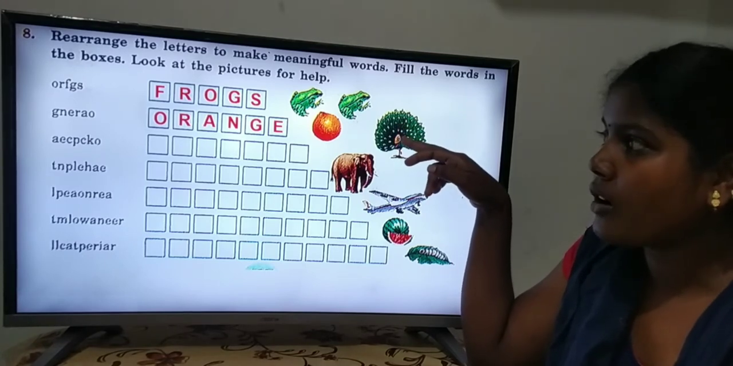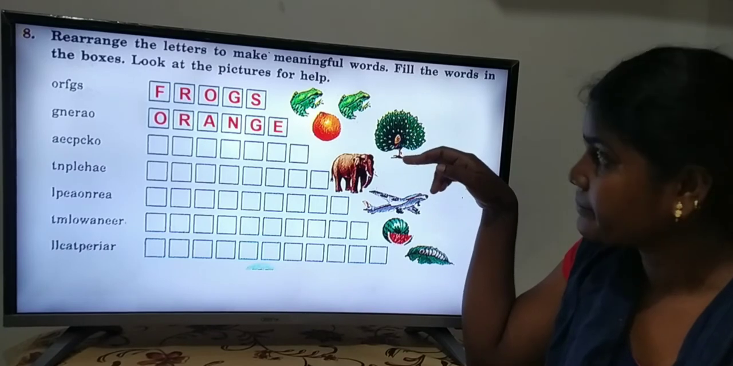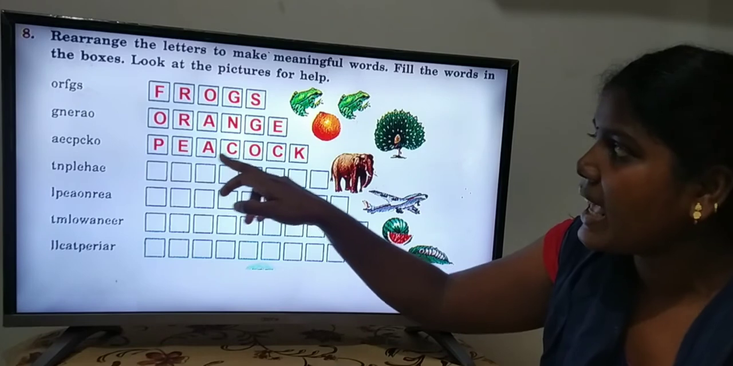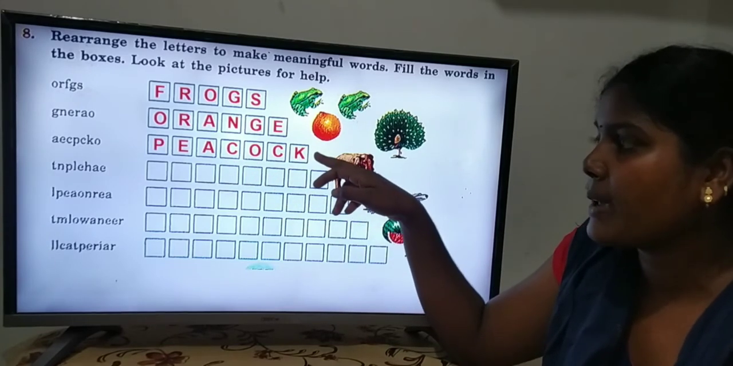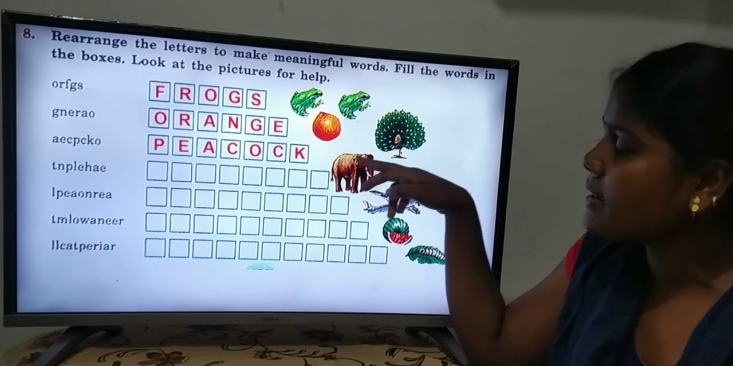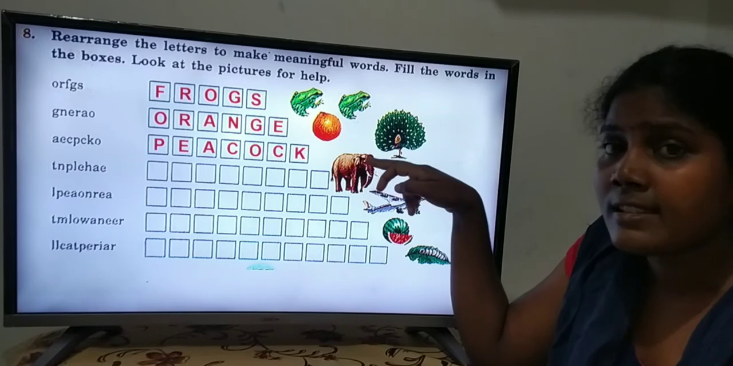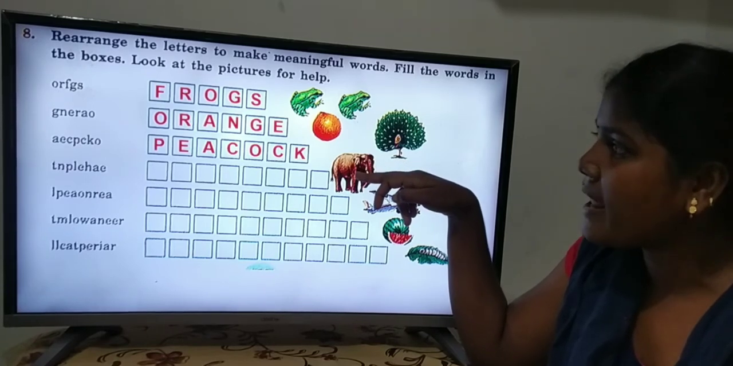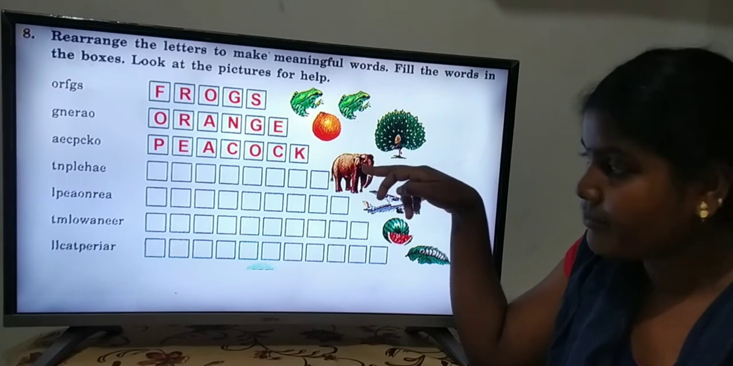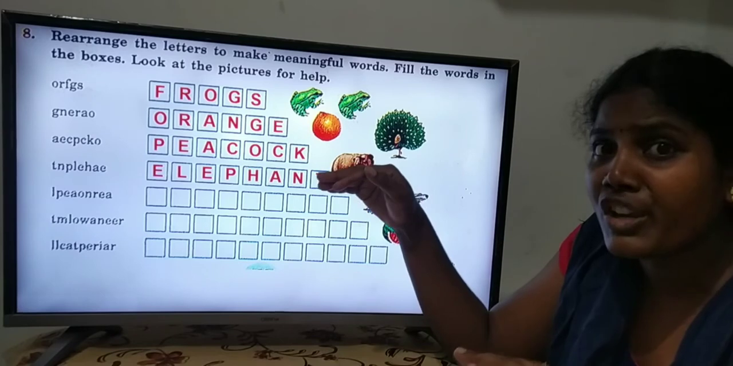So third picture, what is the name of the bird? Yes, peacock. P-E-A-C-O-C-K. Peacock. After that, which animal is this? Look at the picture. Yes, elephant. So elephant. We arrange it as a meaningful word.